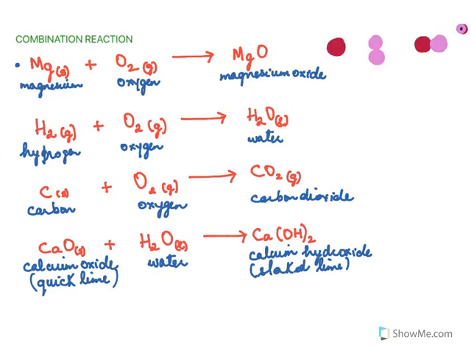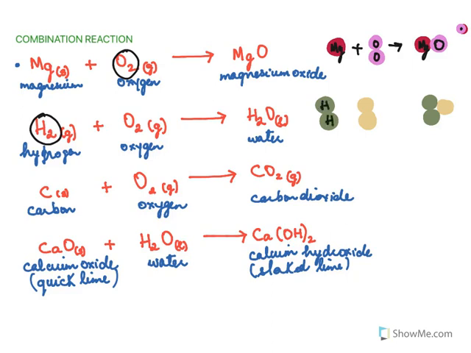So look at the first one. Here one atom of magnesium combines with a molecule of oxygen, that is O2, to give you a molecule of magnesium oxide. So that's combination. In the second one, a molecule of hydrogen combines with a molecule of oxygen, O2, to give you water. So this combines to give you water. Water is H2O.